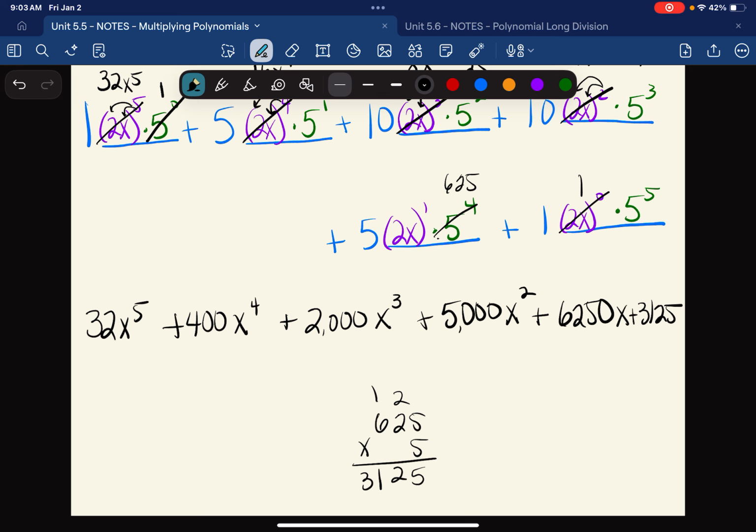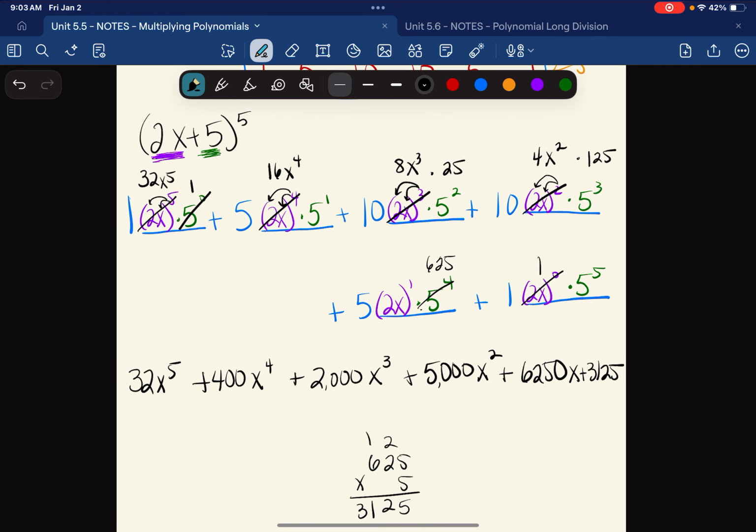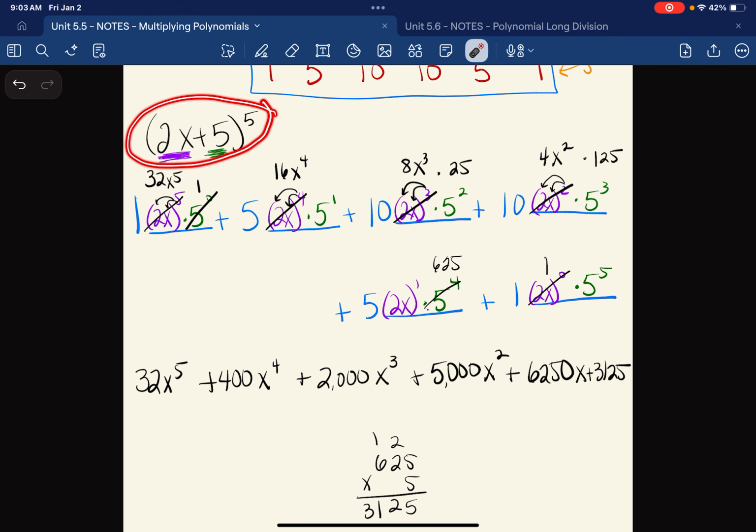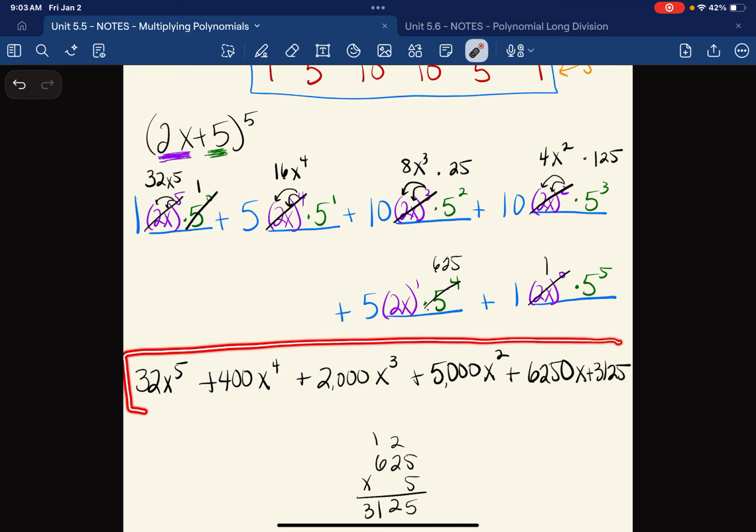And yes, that did take us a minute to do, didn't it? To walk through that and to listen to me say everything out. However, it was still probably faster than doing 2x plus 5 to the 5th power, multiplying everything out using distribution. But again, this is a preference. Take your pick. And you are always welcome to check your solutions graphing using your Desmos calculator.